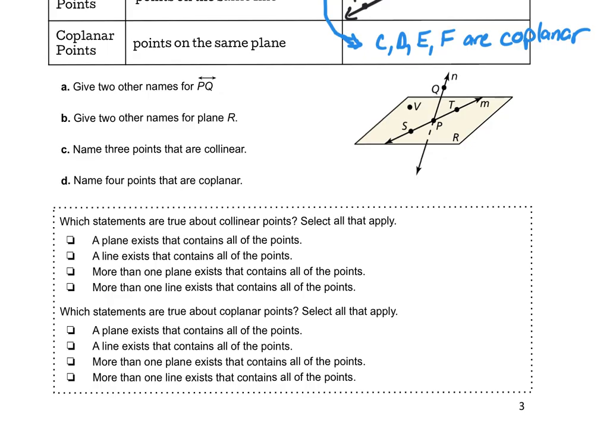Okay, so are there any other points on PQ? No. So we can't use any other points. But remember, we could flip-flop it. And we could call it QP. Order doesn't matter. PQ and QP, same thing. Okay, we don't have any other points, but what else do we have next to line? N, right? And so I could say line N.